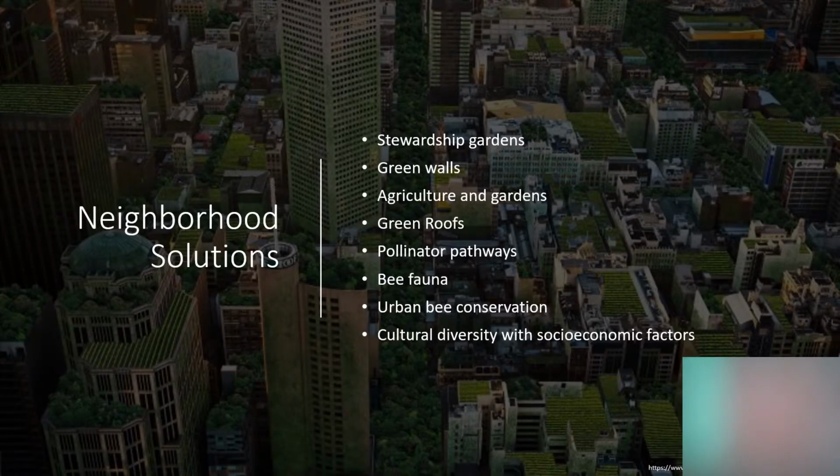Some neighborhood solutions include building stewardship gardens, green walls, increased agricultural and gardens, and green roofs. Some neighborhoods are creating pollinator pathways to give bees a vital area to live in that makes sense for them. Different bee fauna would also increase the garden areas and habitats. Some other solutions may be to look into urban bee conservation and organizations with that mission, as well as increased cultural diversity with socioeconomic factors to better represent the area. Bee restoration is more than just an organismal project. It is a lifestyle that can be benefited from different people and backgrounds.